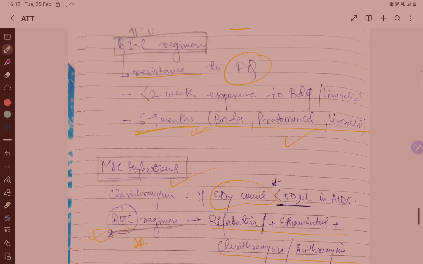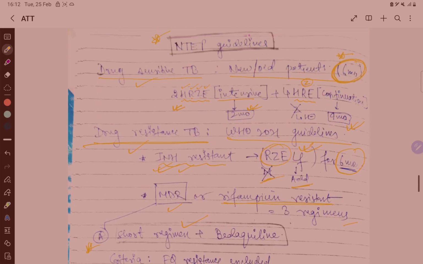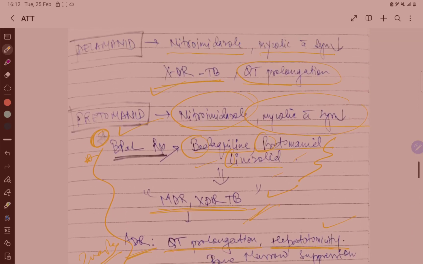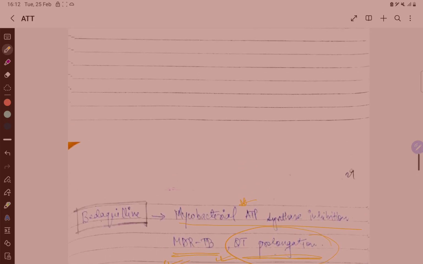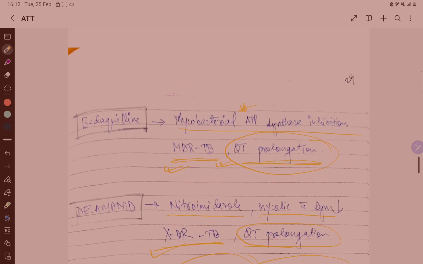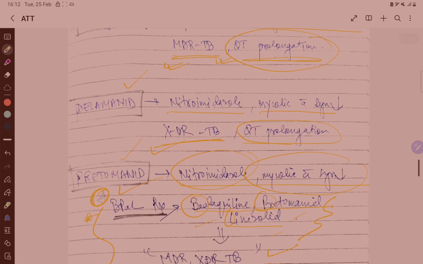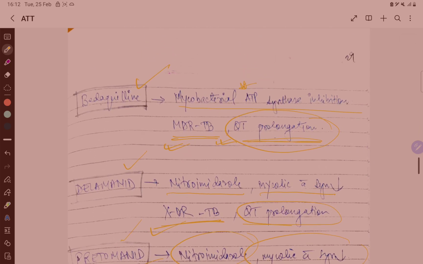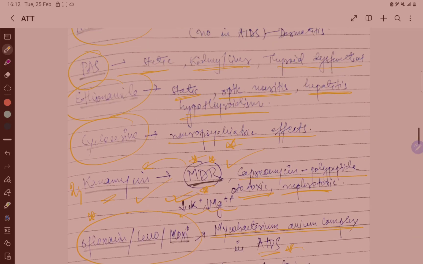I am not telling you to go through it very extensively. Just study whatever you can remember. At least the BPAL regimen is important. If you write about MDR TB in a short note, and you mention delamanid, pretomanid and bedaquiline, and some QT prolongation, people will understand that you know the basic concepts, right? So don't go for very hi-fi things, because it's only for your MCQ preparation.